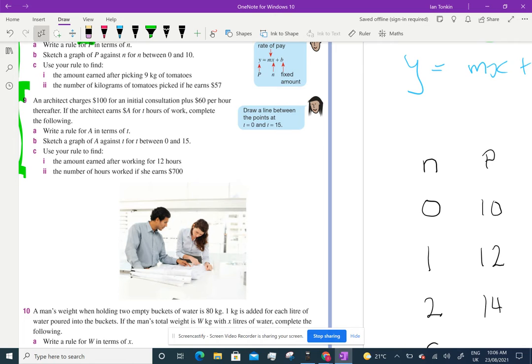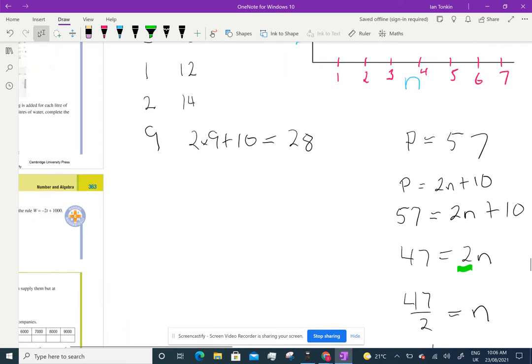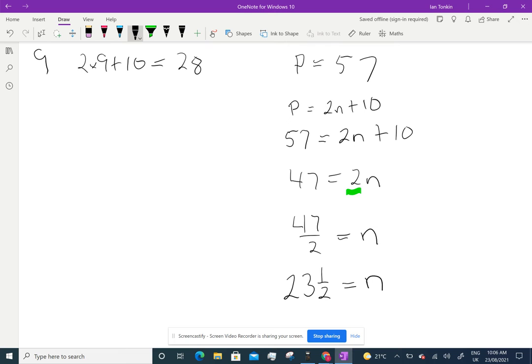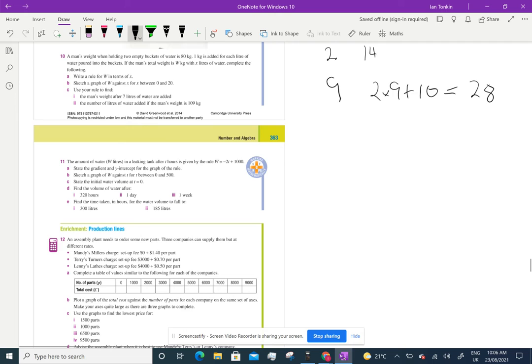23 and a half kilos to get $57. All right. Let's have a go at the other one. See if you can do it before I do it.